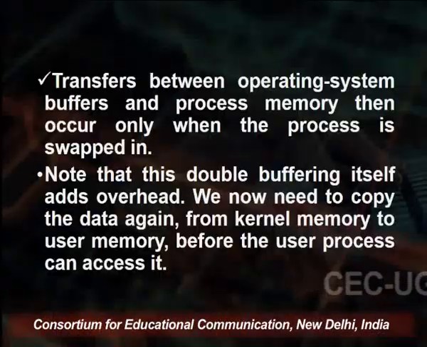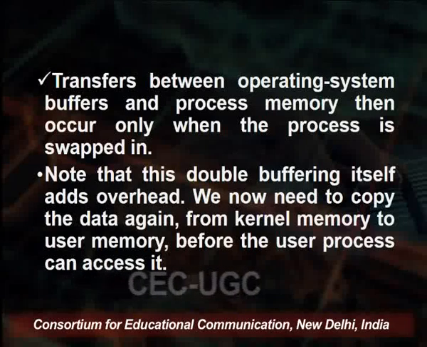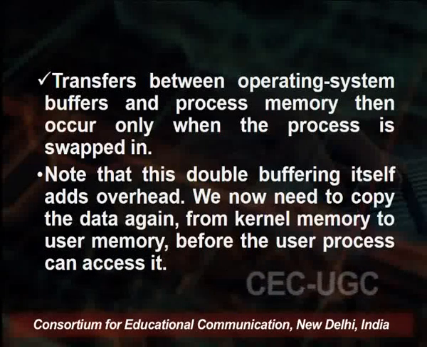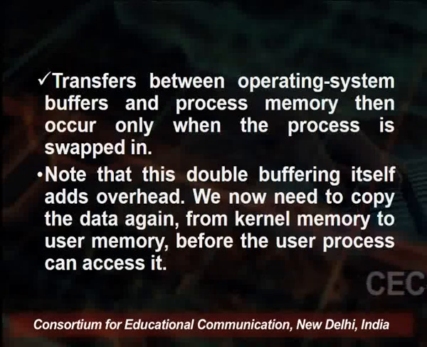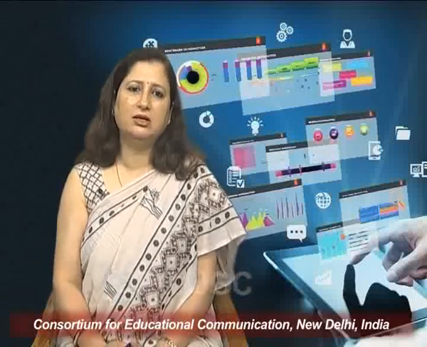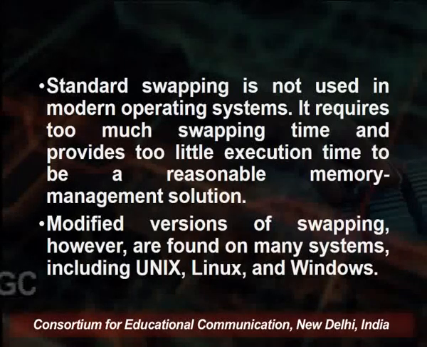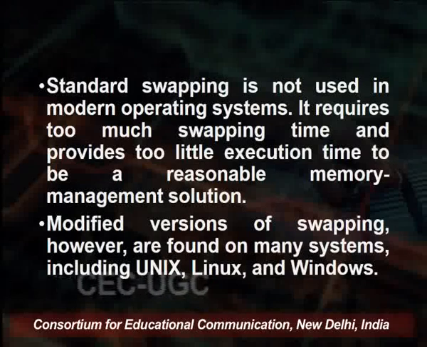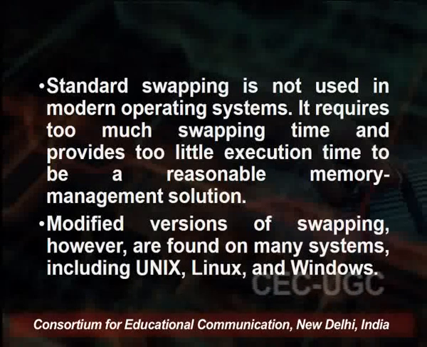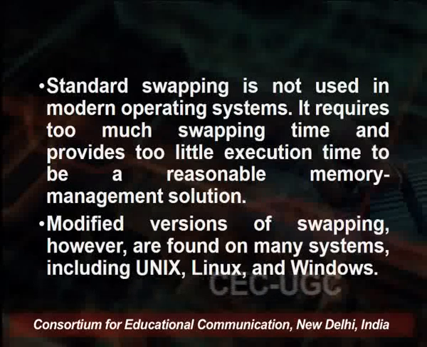So this is actually double buffering, which is again going to add a lot of overhead, because now we need to copy the data again from the kernel memory to the user memory, and this needs to be done before the user process can access it. So this is again a very large overhead on the system. Therefore, standard swapping is not used because of these costs, that is, the swapping cost or the context switch cost, or the other concerns related to waiting processes. It is not used too many times in modern operating systems because of these reasons.